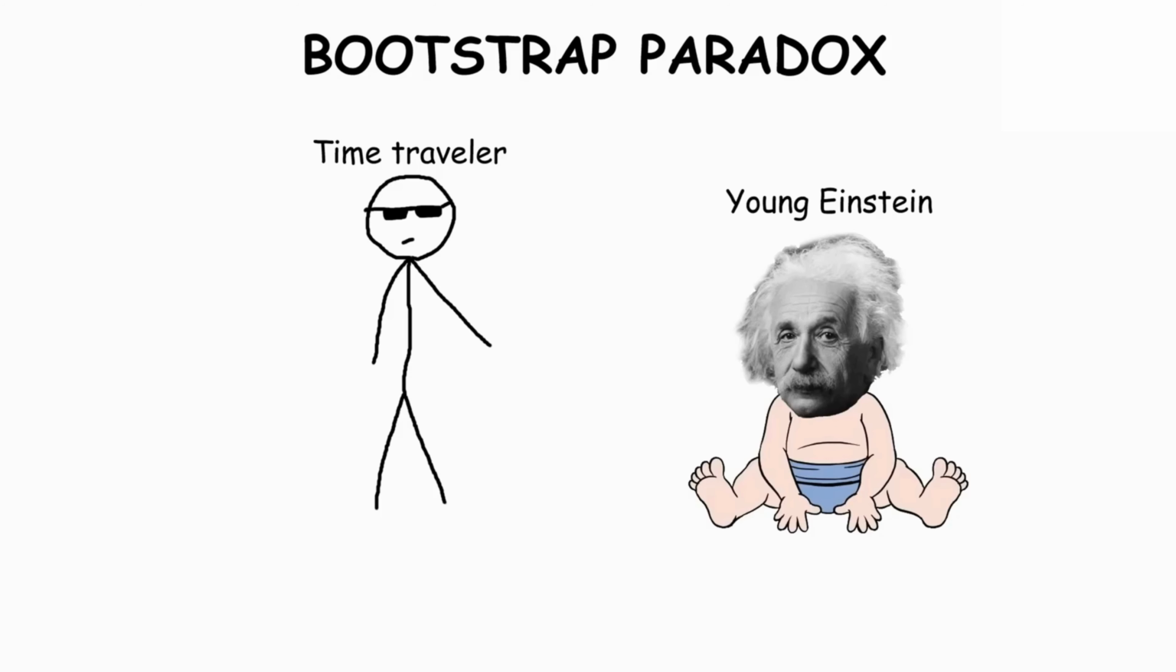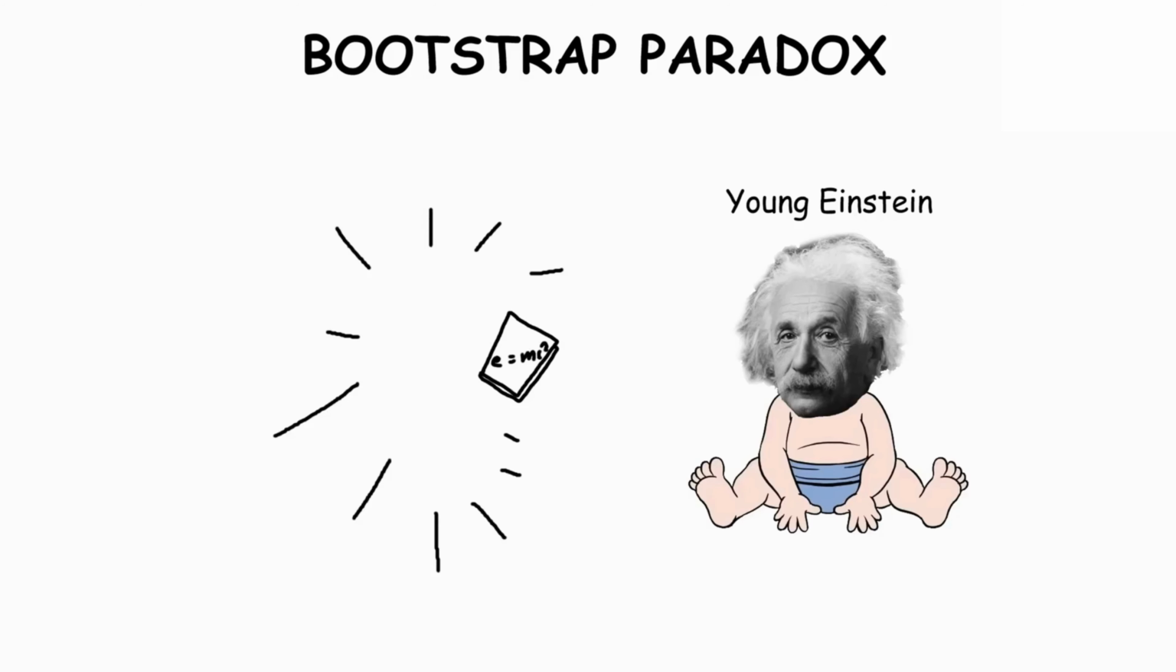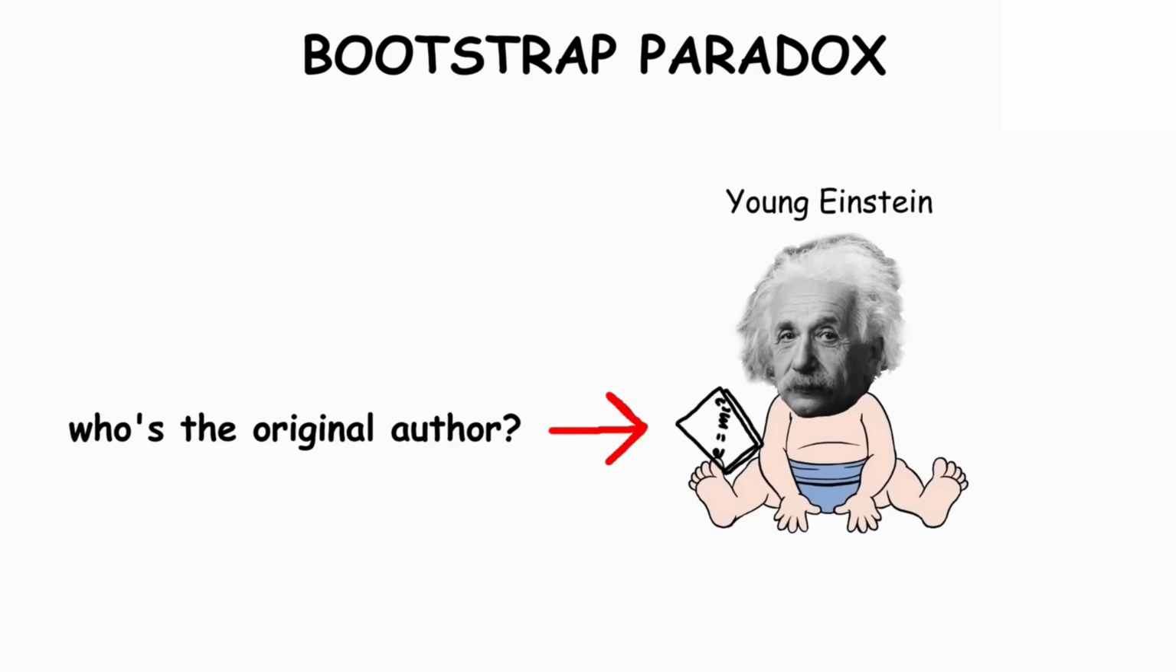Bootstrap paradox. If a time traveler gives a young Einstein a book with the theory of relativity, and Einstein publishes it as his own, who's the original author?